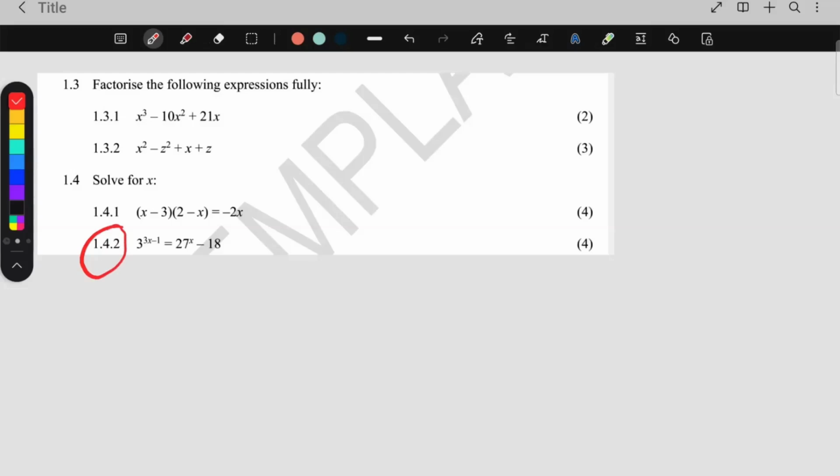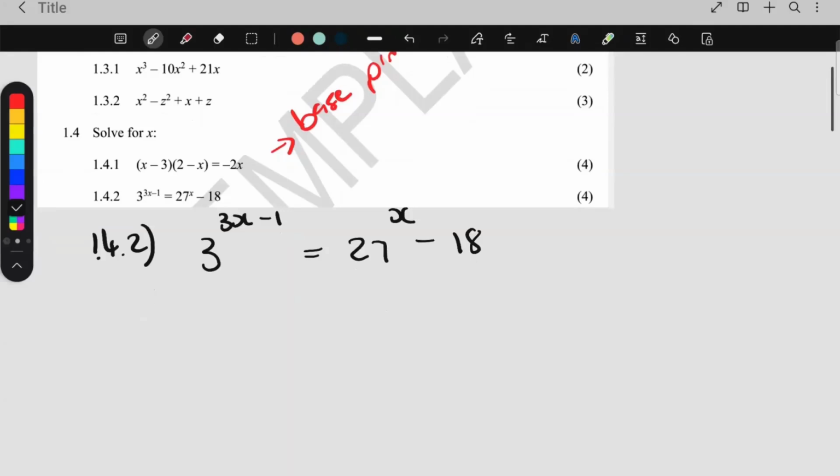Okay, here with our next question, we still have to solve for x. But can you see we have exponents here? So with these exponents, I'm first going to make the bases prime bases. And then I'm going to take it from there. So let's do that first. Okay, so first of all, this 3 is already a prime number. So this 27 I'm going to change. And then I'm first going to leave the 18 as it is.